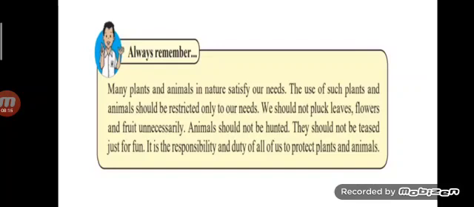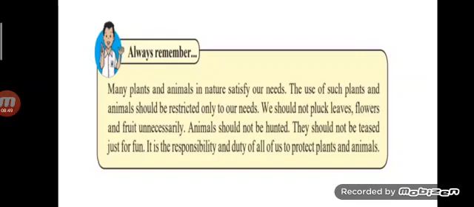There are many people who still go into jungles to hunt for fun. So that is not good. If you are hunting for food, then it is okay. And that also should be limited to how much we require. And these animals should not be teased just for fun. Sometimes we go to the zoo and we throw things and we tease the animal. So animals get irritated. So, we should not do that.